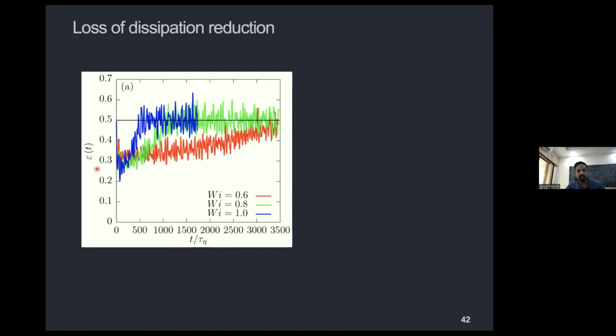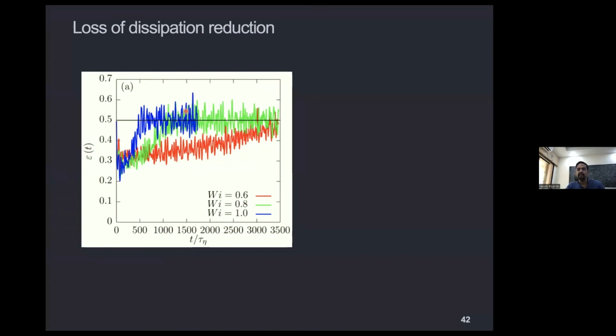What's plotted here is the box average dissipation versus time, and the solid black line is the Newtonian dissipation value. It's maintained constant by the nature of the forcing scheme. And what you see is that for all cases, initially you get a reduction in the dissipation, and then that effect is lost as breakup happens. Most interestingly, you see that the time required for the effect to be lost increases as the Weissenberg number decreases. In other words, if you have a small Weissenberg number, the polymers take a long time to break, and therefore you have the dissipation reduction effect persisting for a long time.